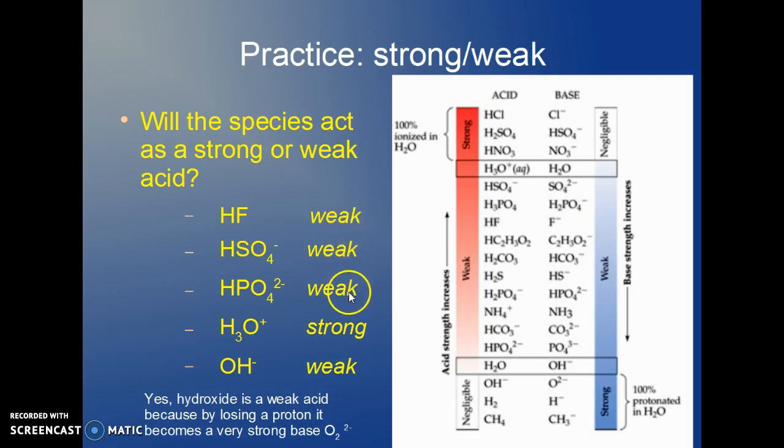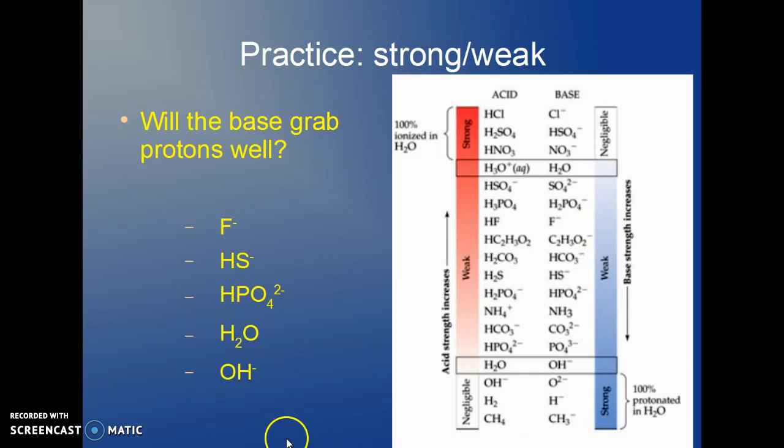These are weak, 1, 2, 3, and 5. The hydronium ion is, of course, a strong acid. Remember, hydroxide is a weak acid because by losing a proton, it would become a very strong base, the O2-.